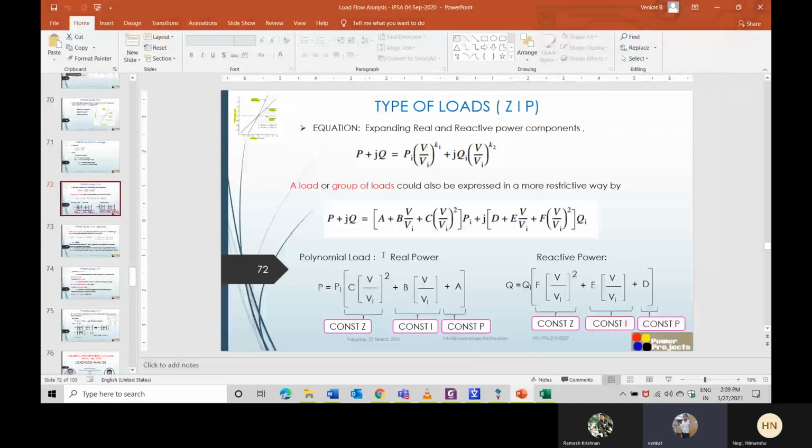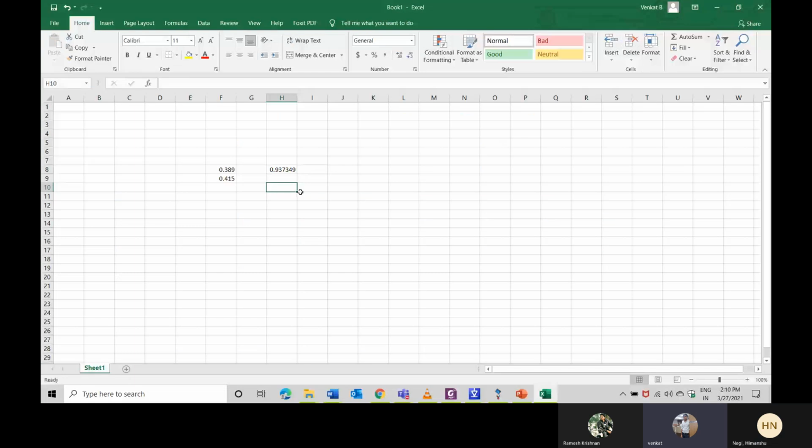Because we have modeled the constant impedance load, right? This is the only part which is there in the equation. The other part has become zero, because we haven't modeled it as a constant current or constant power load. We have completely taken it as a constant impedance. So what we are going to do is simplify with this particular point, and we will find the power. Now we have to take the square of this, right? 0.8786. What is the square value?